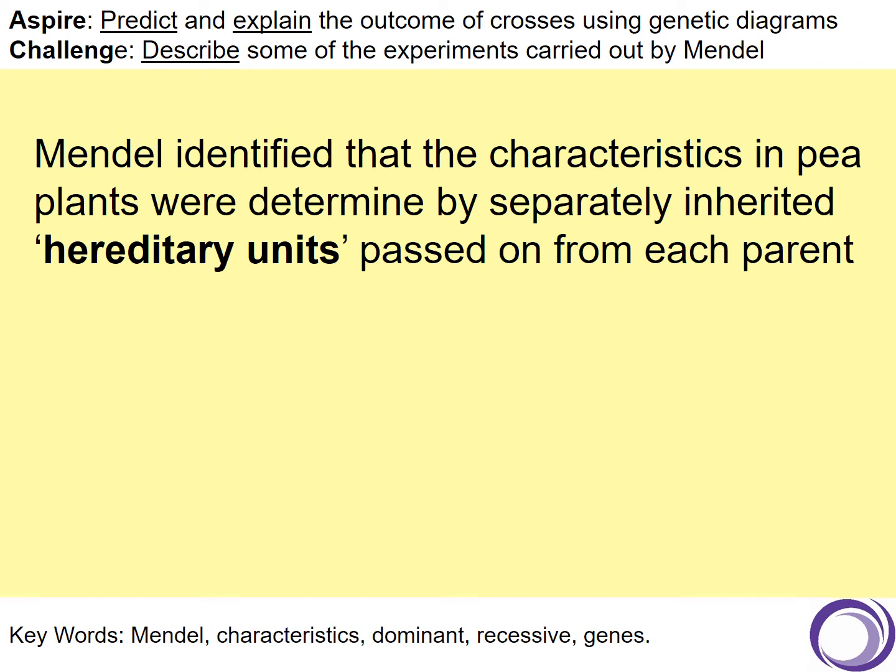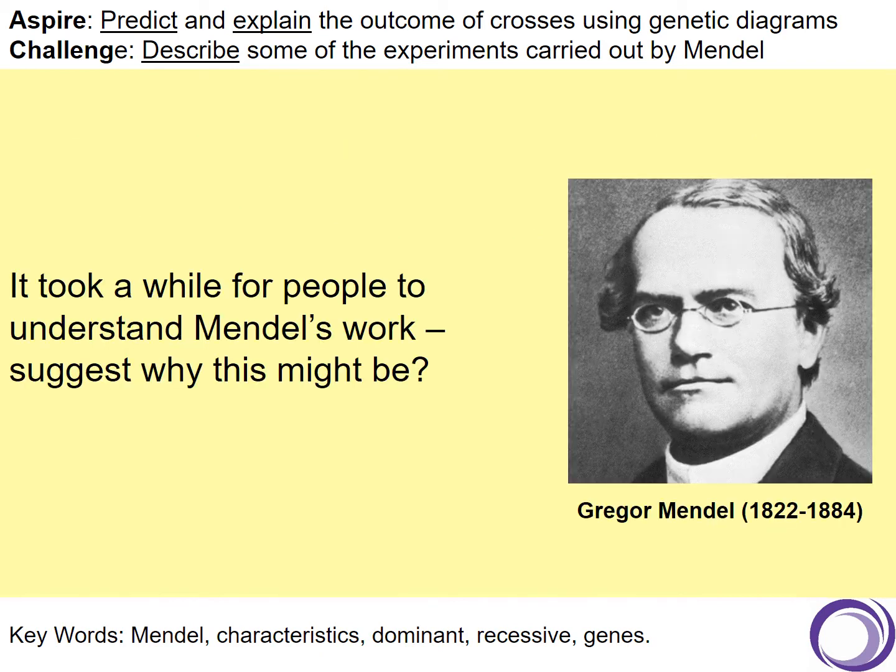A lot of his work has become the foundation of modern day genetics, but at the time, technology was obviously a lot further behind. He studied these pea plants and he noticed that some were tall, some were short, some had yellow peas, some green, some wrinkly, some smooth. And he looked at how those characteristics were passed on over generations. But it took a while for people to understand and accept Mendel's work, and I just want you to think for 10 seconds about why this would be.